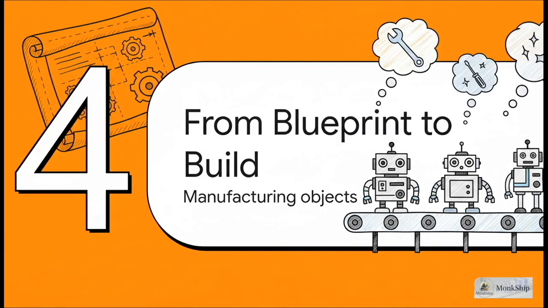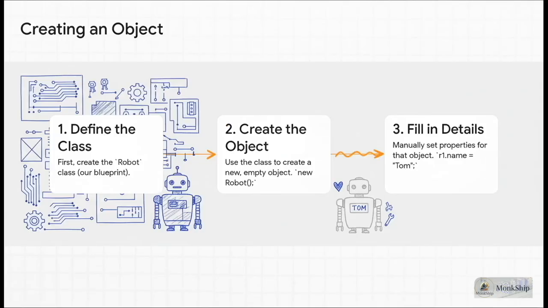Okay, the blueprint is designed. Now for the fun part. Let's head over to the assembly line and see how we actually use this robot class to build our individual robot objects. So here's how it would go. First, we've got our robot class, our blueprint, all ready to go. Next, we use that blueprint to basically stamp out a new empty robot shell. And then in a third step, we have to go in and manually fill in the blanks. We'd say, okay, for this one, the name is Tom, the color is red, and so on. It works, for sure, but it still feels a little clunky, doesn't it? It's a few too many steps.